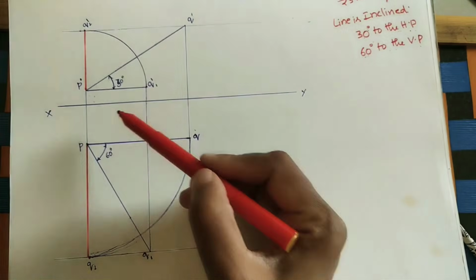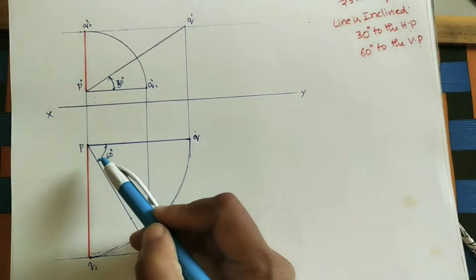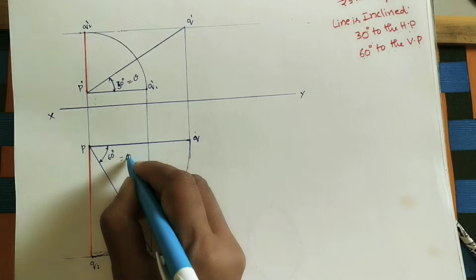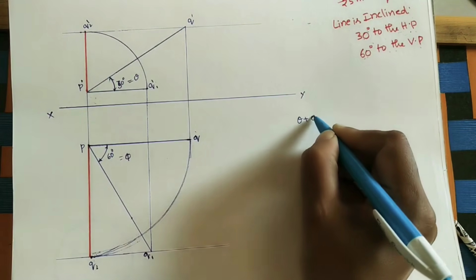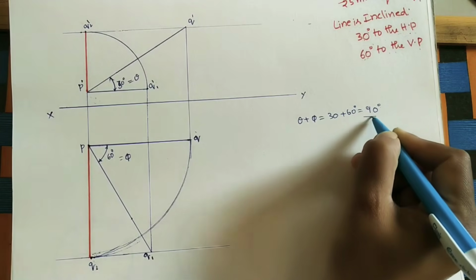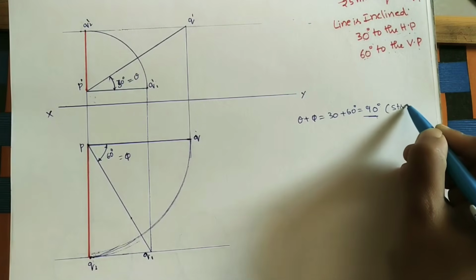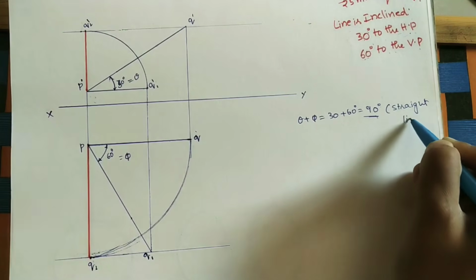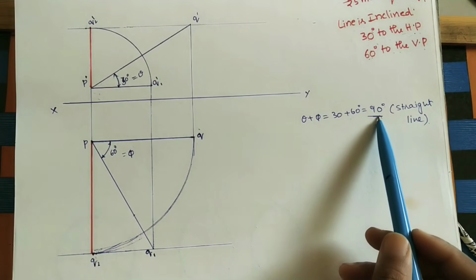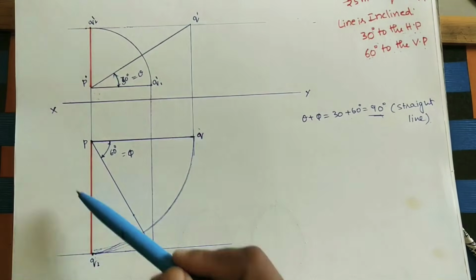At what condition are both front view and top view coming on the same straight line? Take this angle with HP and angle with VP. Let us take this as theta and this as phi. If you add both angles, theta plus phi, that is 30 degrees plus 60 degrees, and it is 90 degrees, in that case both front view and top view come on the same straight line. So remember this condition. Our angle with HP and angle with VP are given, just add them. If it comes to 90 degrees, we get the projections on the same line. Projections means both front view and top view.